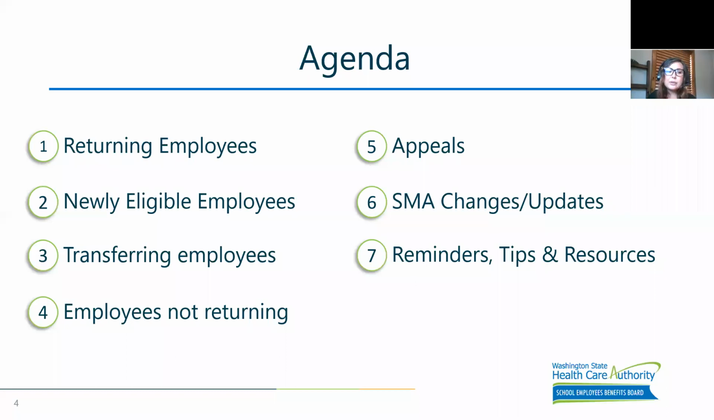So like I said, we're going to be covering a lot of information today. We're going to be covering various types of employees. First we'll start off with returning employees. We'll get into newly eligible employees, transferring employees, and then we'll cover employees not returning. And then I want to go over an appeal reminder, so we'll cover that really quick. And then there were some SEBB account changes and updates that we'll cover. And then we'll conclude the presentation by going over some reminders, tips, and resources.